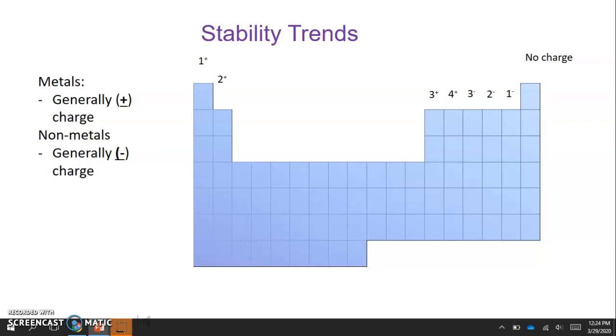And then when we move into our nonmetals, they tend to take on electrons, so we see a more negative charge for those. And then again, our noble gases are stable, with the exception of helium. Helium has 2 valence electrons, where the rest of your noble gases have 8. They tend to have no charge. They don't have any charge because they're stable. They don't need to gain or lose electrons. They are happy.